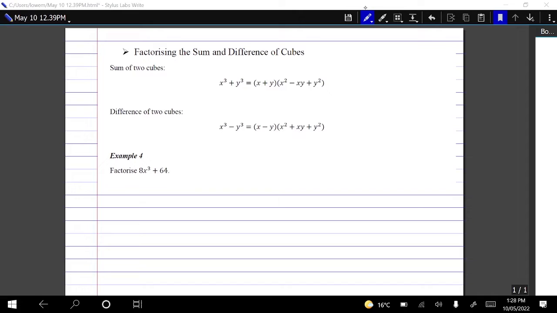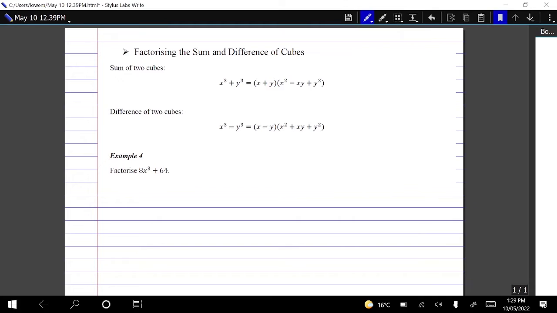So basically we look at what we're given. If we have a look at example 4 here, we've got 8x cubed plus 64. We're going to treat that as a sum of two cubes. If x cubed plus y cubed gives us this factorised form of x plus y in the first set of brackets, then x squared minus xy plus y squared, we're going to do the same here, but we have to think of what is our first term which is being cubed and what is our second term which is being cubed.